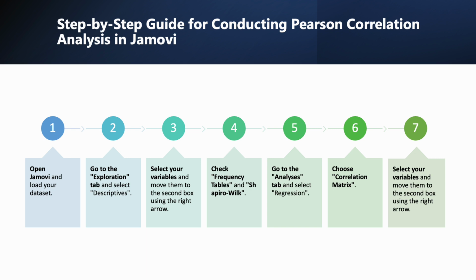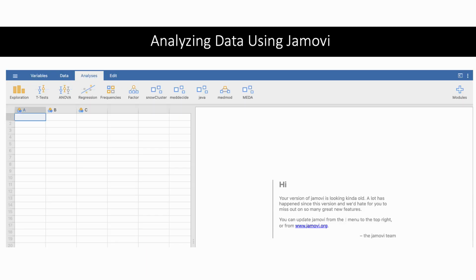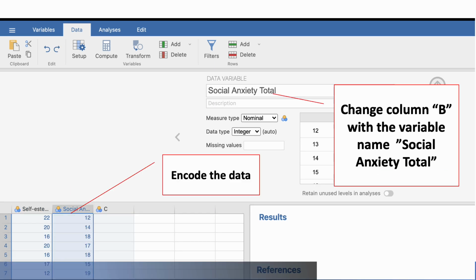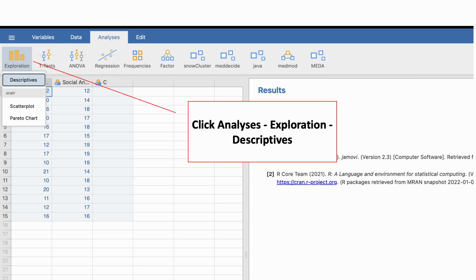Step-by-step guide for conducting a correlation matrix analysis in Jamovi. Open Jamovi. First, encode the data. Change the column A to the variable name self-esteem total. Encode the data for social anxiety and change column B to the variable name social anxiety total. Click on the Analysis tab, Exploration, and then select Descriptives.